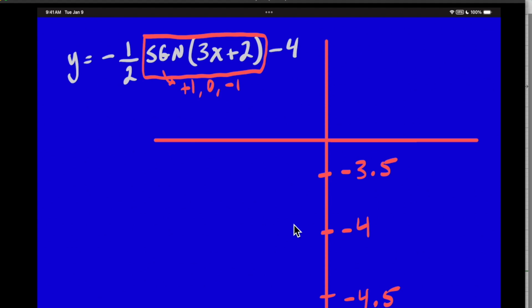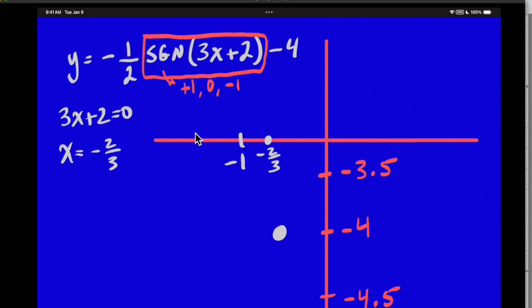Now, folks, the question is, where's the critical point? Where do these changes start happening? To find the critical x value that makes the whole graph change from a y value of negative 4.5 to negative 4 to negative 3.5, we set the parentheses equal to 0. So we're going to set 3x plus 2 equal to 0, solve for x, and we're going to get x equals negative 2/3. So we have an x value of negative 2/3 here, and we know our y value is going to be negative 4.